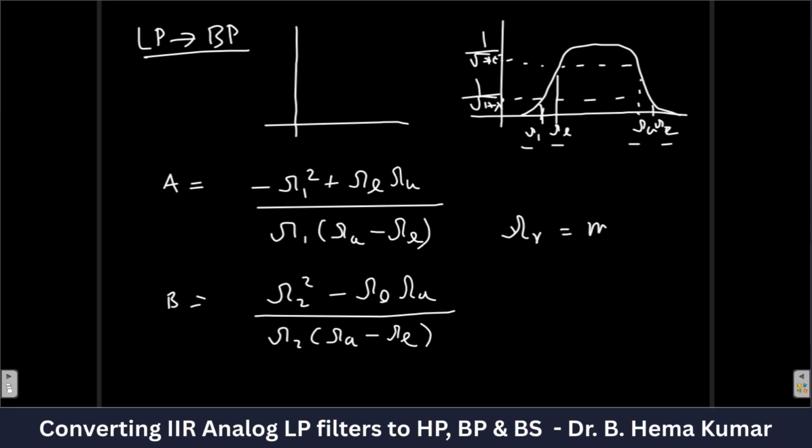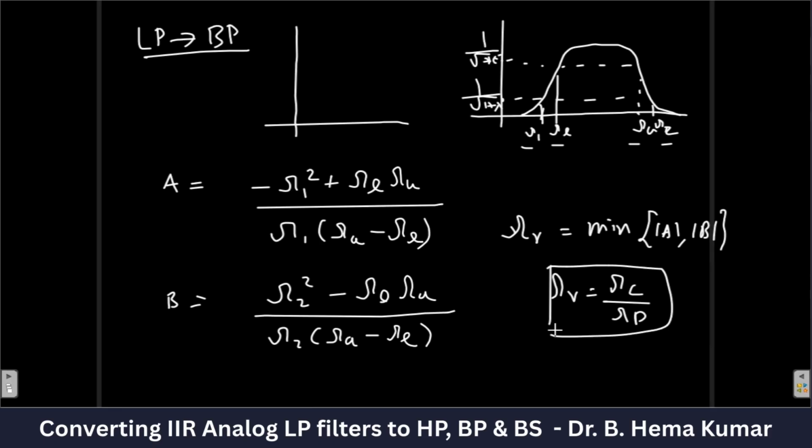Omega R is nothing but the minimum of modulus of A and modulus of B. Whatever the minimum value is, you have to take it as omega R. This omega R is nothing but omega C by omega P. Using this omega R, you have to design your low pass filter. Your low pass filter characteristic actually looks like this.